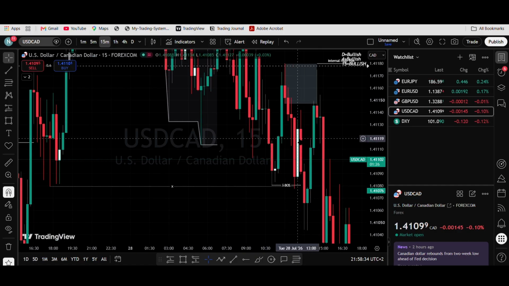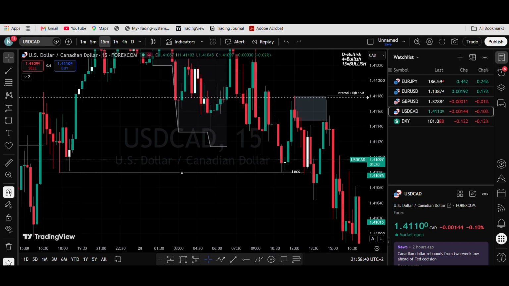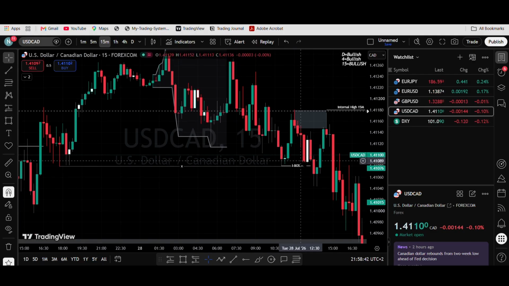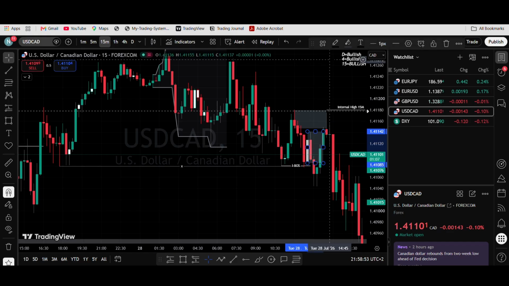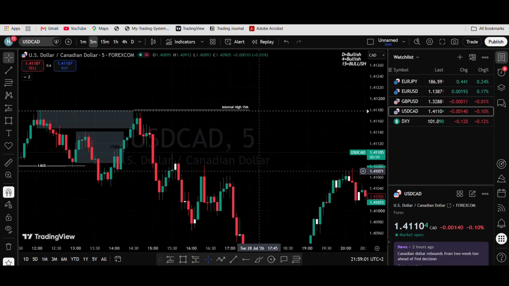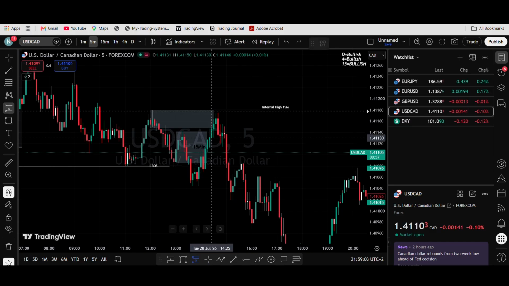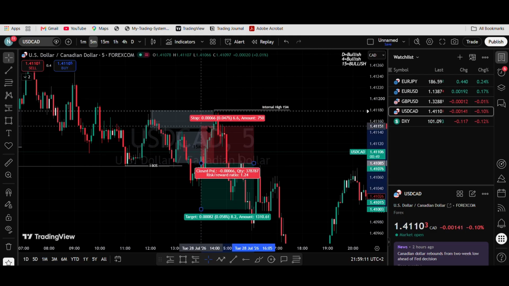And then we get this pullback, right? Creating this zone before this zone. Which now I'm asking myself the question, would I have, 2 o'clock is New York open, would I have followed this zone right here, right? On the M15, taking a risk entry on that, then taking a loss, right? That would have been a loss right there. On the return, there would have been a loss on that.